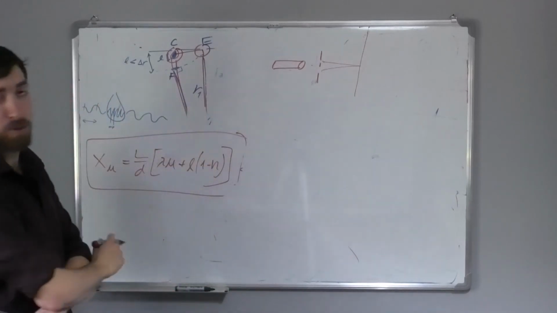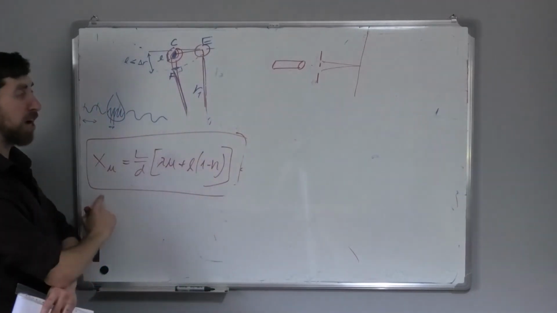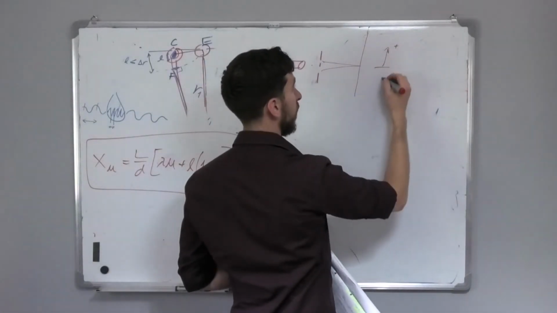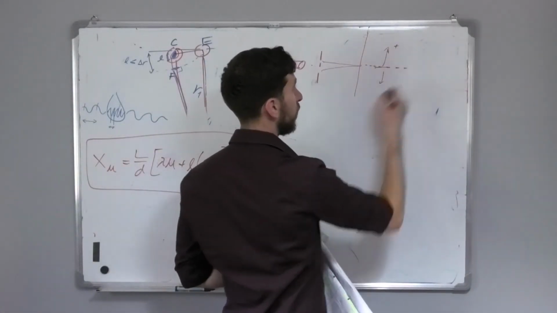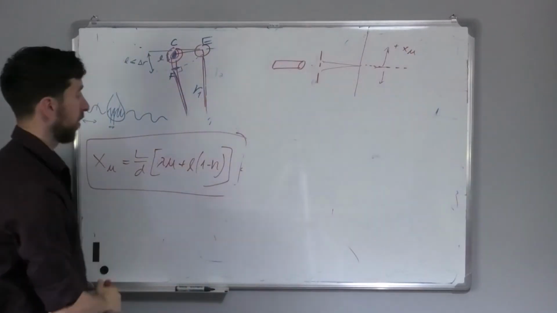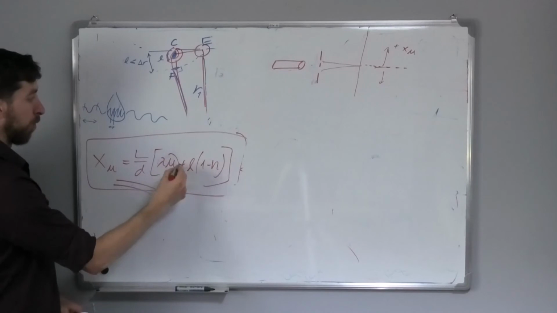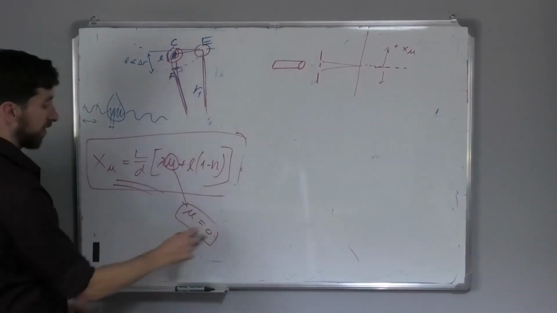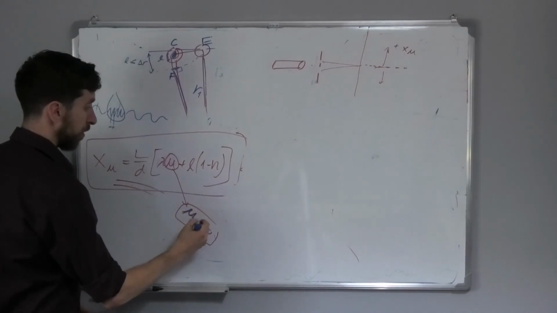Now it's not symmetrical, right? So where is the brightest point going to be, and my question to you is whether it's going to be positive or negative compared to this line, let's call it X. Is it going to be positive or negative? So what you're going to do, we can put M equal to 0, which gives us the middle point, right?